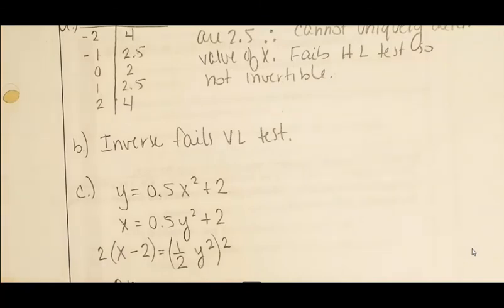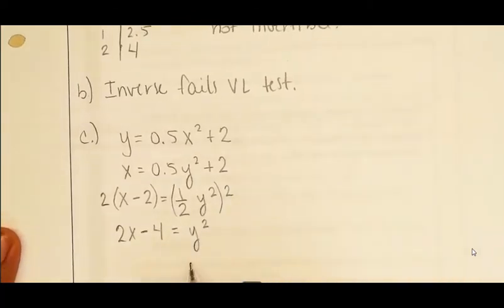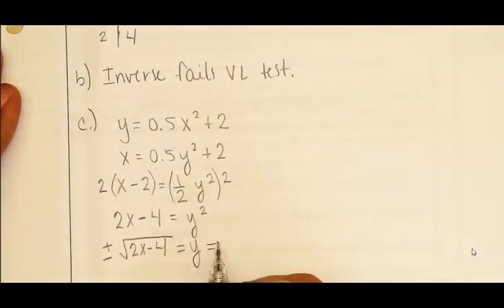So I get 2x minus 4 equals y squared. Got to get y by itself by square rooting. So I'm going to square root and get both the positive and the negative, square root of 2x minus 4. Okay, so now I just found the inverse. So this is actually f inverse of x. All right, so let's see what the next part of this is.